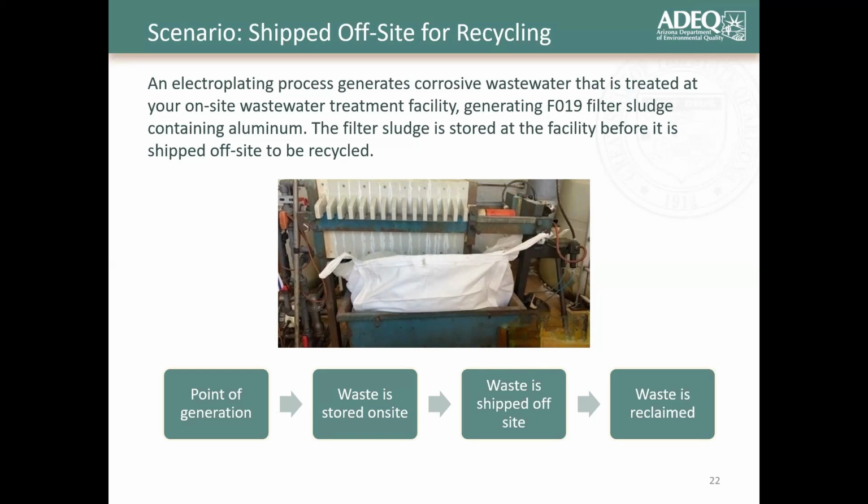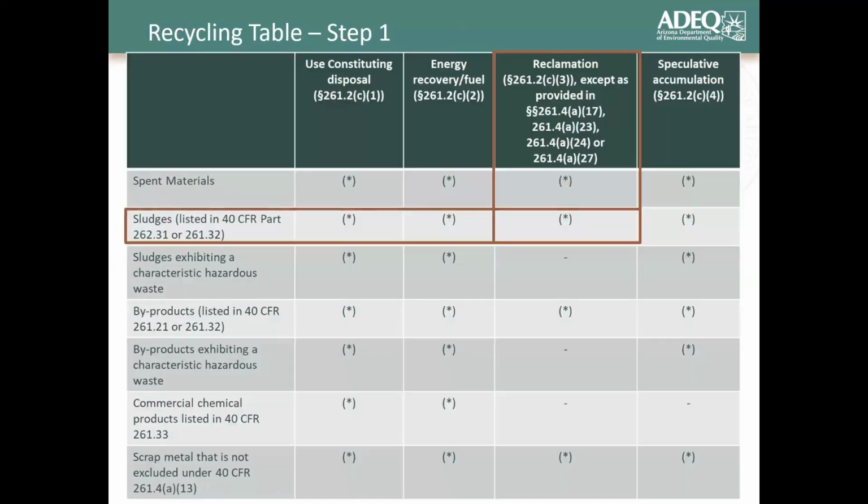You don't have an on-site recycling process to reclaim the aluminum, so it is stored at your facility until it is shipped or transferred off-site to be reclaimed elsewhere. The filter cake is considered a sludge, and it is a listed hazardous waste. What will happen to the listed sludge? It is destined to be reclaimed off-site. Oh no, that's right. Again, your waste stream gets a star on the recycling table. It is not exempt from the definition of solid waste, and therefore it's subject to the hazardous waste regulations.